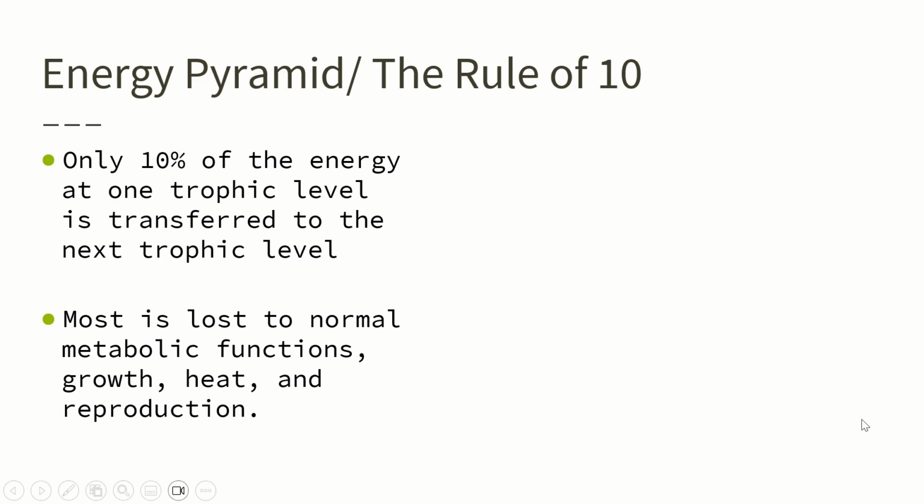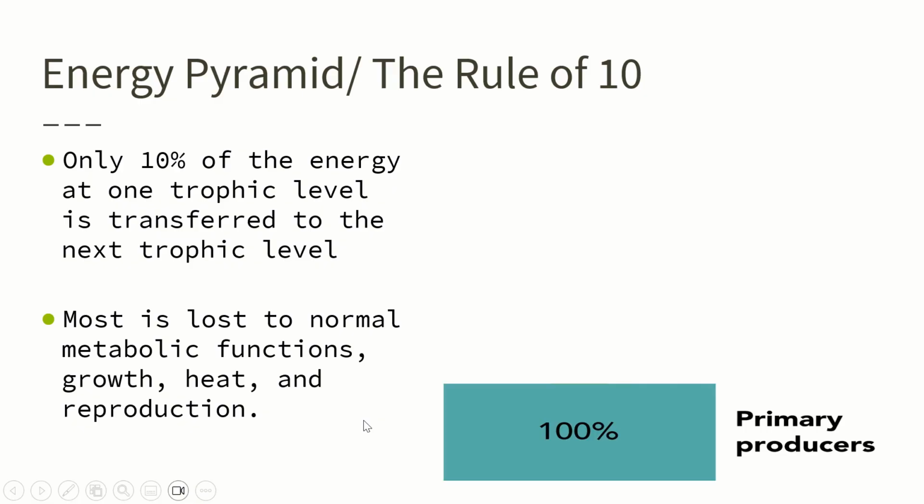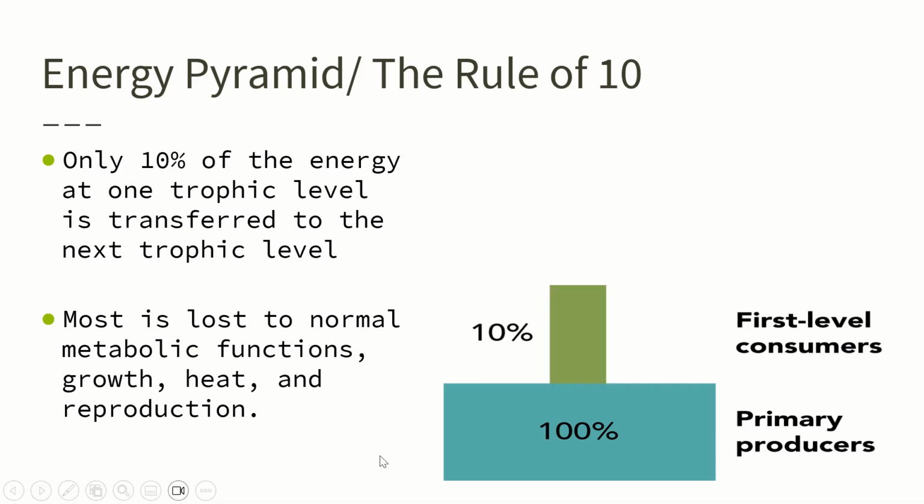Okay. So before we start talking about the energy pyramids, this is based off of something called the rule of 10. And this idea says that only 10% of the energy at one trophic level is actually transferred to the next trophic level. And that's because most of it's lost to normal metabolic functions, growth, heat, reproduction. So it's either used or it's just not transferred efficiently.